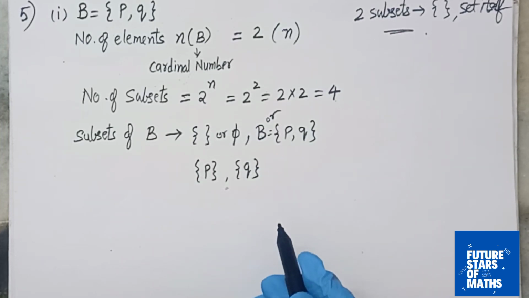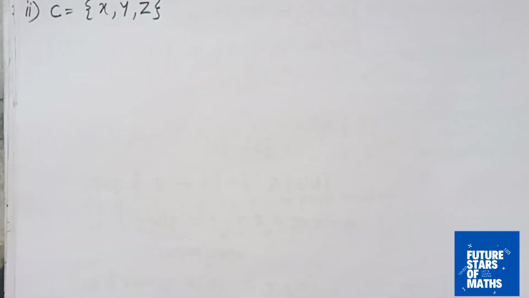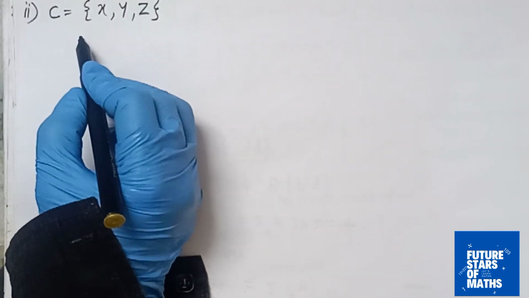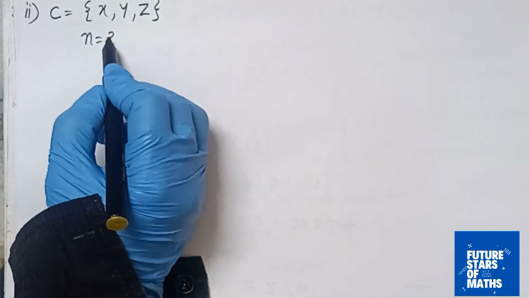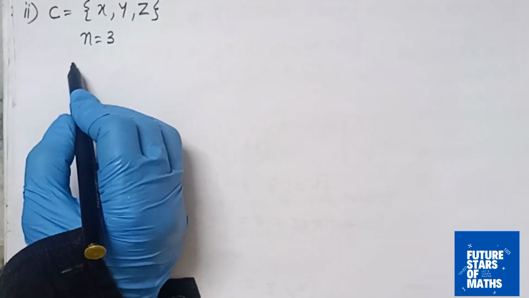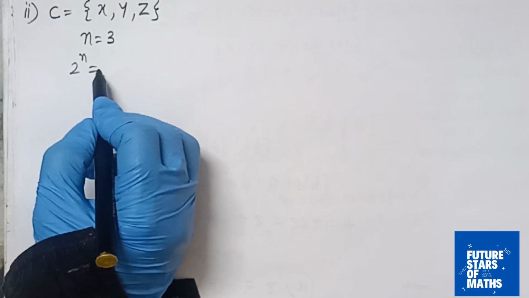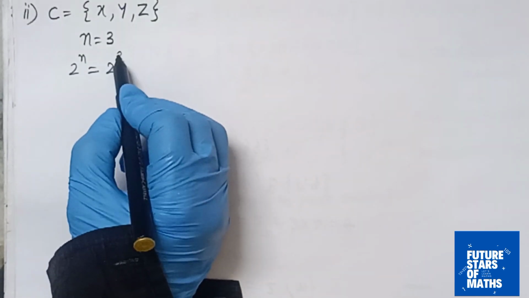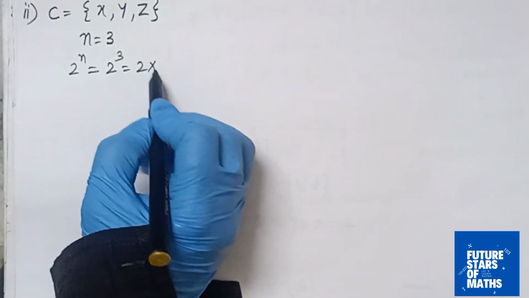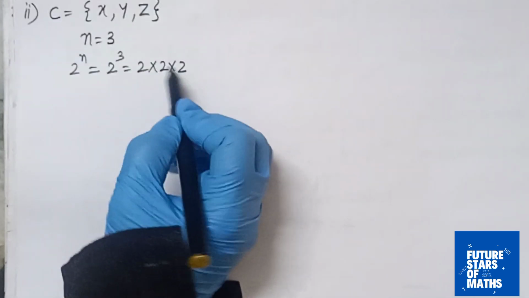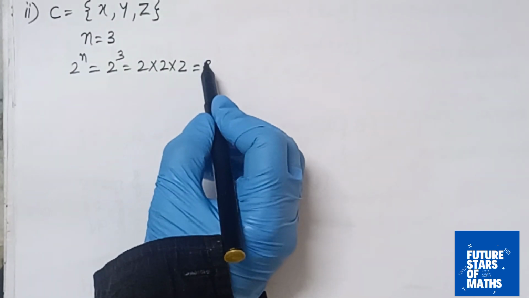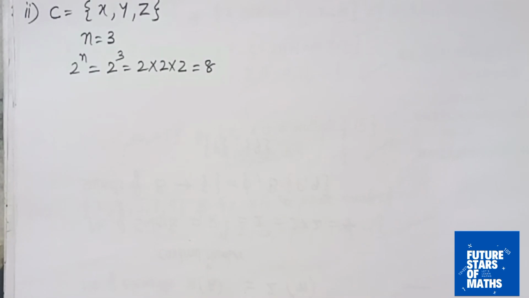So we will do the next sum. Here the next set is C equal to X, Y, Z. So how many elements are there? n equals what will we get? 3. So how many subsets are we going to get? 2 power n, that is 2 power 3. That means we have to multiply 2 three times. 2 twos are 4, 4 twos are 8. So now we are going to get 8 subsets here.